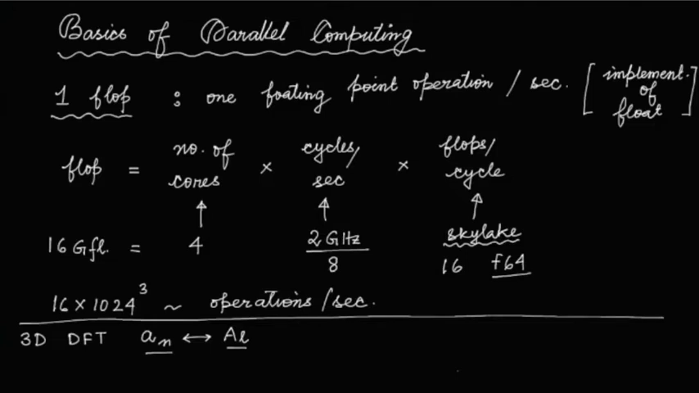So that's in 1D. So if I have a 3D DFT of size, so I have a three-dimensional box which is size n in each side. So I have n cube numbers. And to get those n cube numbers, for each of those numbers I need to do n cube operations. So this will require n to the power 6 operations.